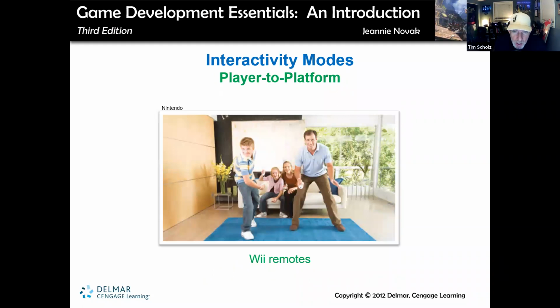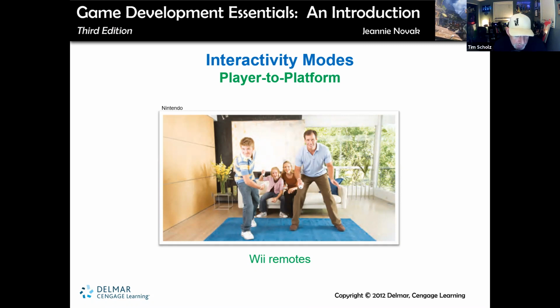So the last interactivity mode that we're going to talk about is player to platform. This is an interactivity mode that creates a connection, not only between the player and the game, but also between the player and the platform they're playing on. In the example here, they're showing the Wii. So the player to platform connection would be the connection with the Wii remotes as you're moving around.